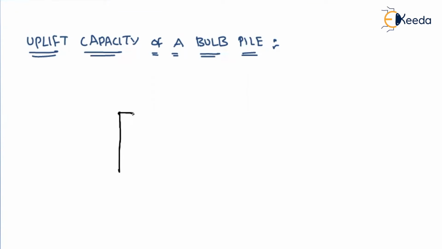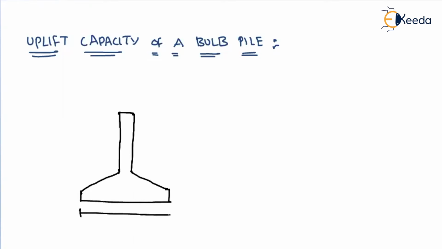But here, let us consider a pile with a shape like this, an enlarged base. Imagine this is your pile, and as it has an enlarged base, let us assume that the diameter of the base is equal to capital D_B. Let us assume that the ground surface is somewhere here. Now, the question is, if you want to move this pile in the upward direction, how much force is required? That is nothing but the uplift capacity.